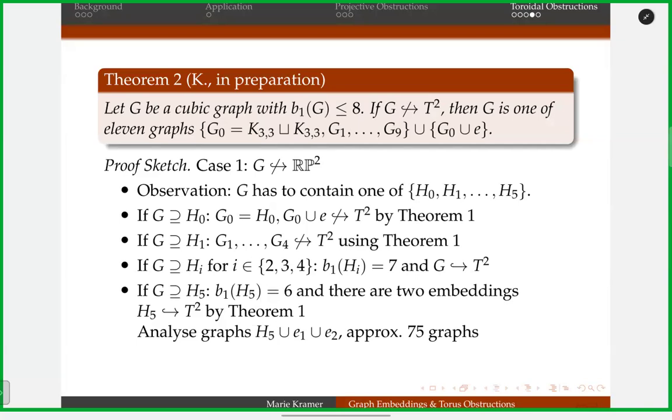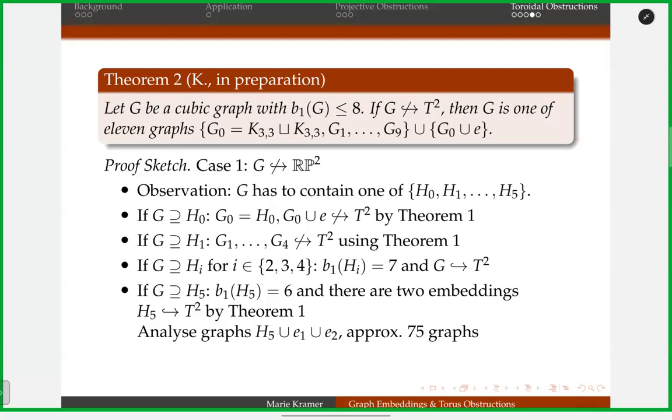And well, if H5 has how many edges? 13 edges? No, 15 edges. So if we just start attaching edges to all of these edges, we're going to get something like 15 to the 4 graphs. We just very mindlessly start attaching them. But again, we're going to use some edge automorphisms of H5 and some other things about 4-cycles in these graphs to get it down to approximately looking at 75 graphs.